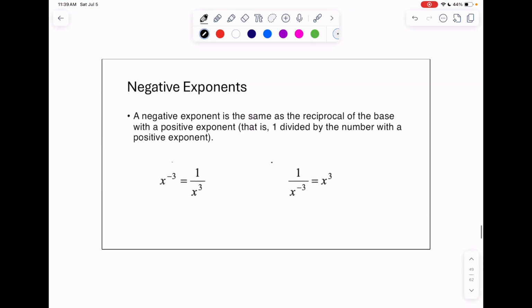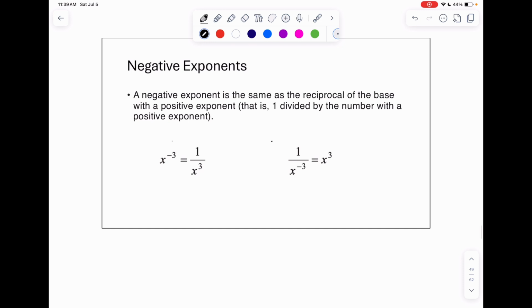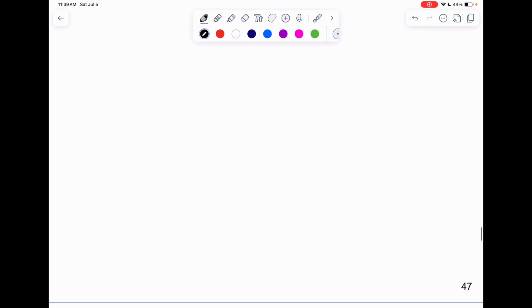Let's talk about negative exponents. A negative exponent is the same as the reciprocal, or the flip, top and bottom, of the base with the positive exponent. That is, 1 divided by a number with a positive exponent. I'm going to talk way too much about this because I think people find this confusing. So let's get an intuitive sense of these negative exponents.